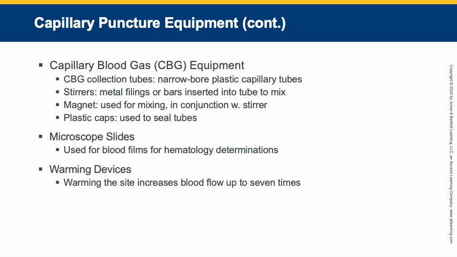Capillary blood gas equipment. These collection tubes are long, thin, narrow bore capillary tubes. They're normally plastic for safety and are available in different sizes to accommodate volume requirements of various testing instruments. The most common tubes for capillary blood gas are 100 millimeters in length with a capacity of 100 microliters. The inside of the tube is coated with heparin, typically identified by a green band on the tube.